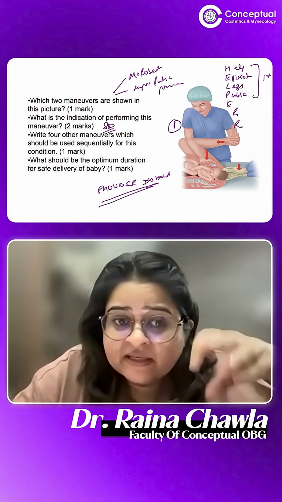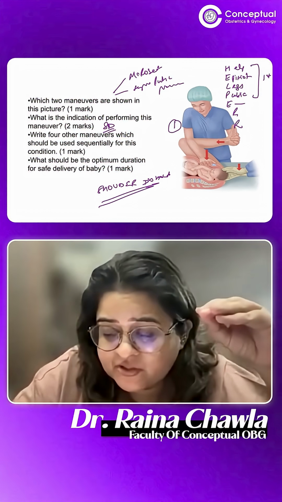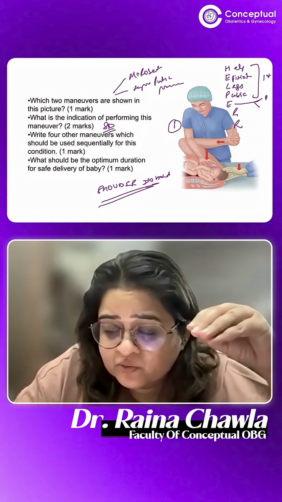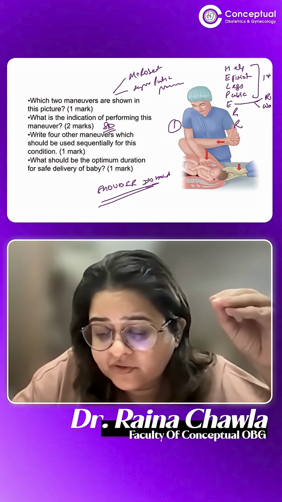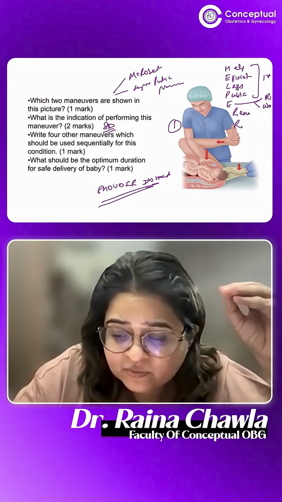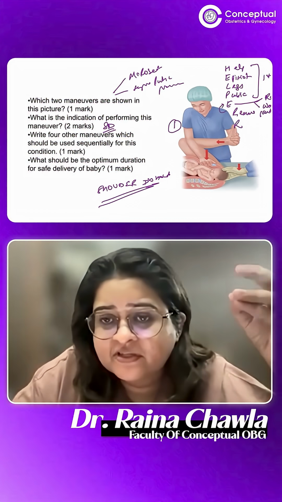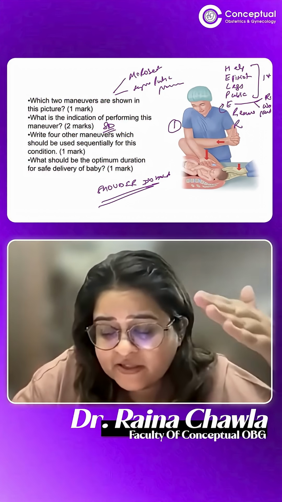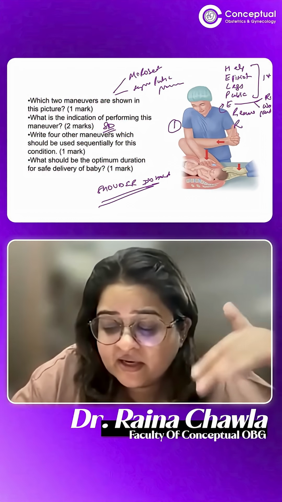If these fail, then you go to the second line maneuvers. So now sequentially, we usually enter the rotational maneuvers. This is the Rubin and the Woods corkscrew or Woods screw maneuver. ER is remove the posterior arm. Some guidelines say we do this first. Either way, you can do one of them first. But it's best to go by this mnemonic because this mnemonic is universally accepted.